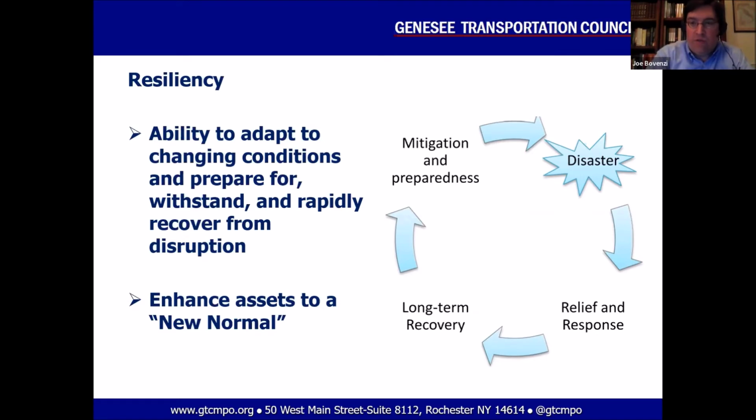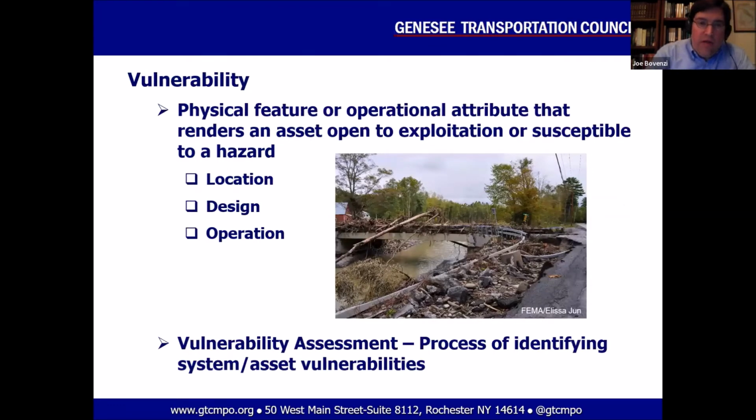Do we increase the elevation of the roadway? Do we redesign the bridge piers and abutments so that they're more resistant to flooding or scour? Those kinds of questions. Looking at vulnerability, vulnerability is simply a feature of the asset that makes it vulnerable to hazard. So a bridge that's located within a floodplain, or a transportation service that's operating at certain times where it might be more exposed to a hazard impact. And so a vulnerability assessment fundamentally is the process of looking at what those asset and system vulnerabilities are and then finding ways to mitigate them.